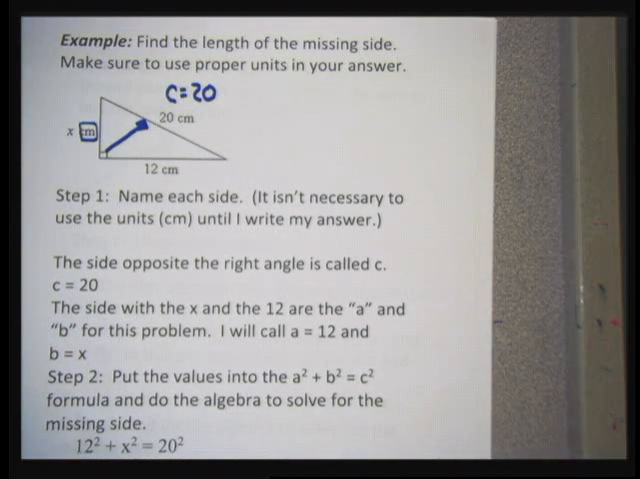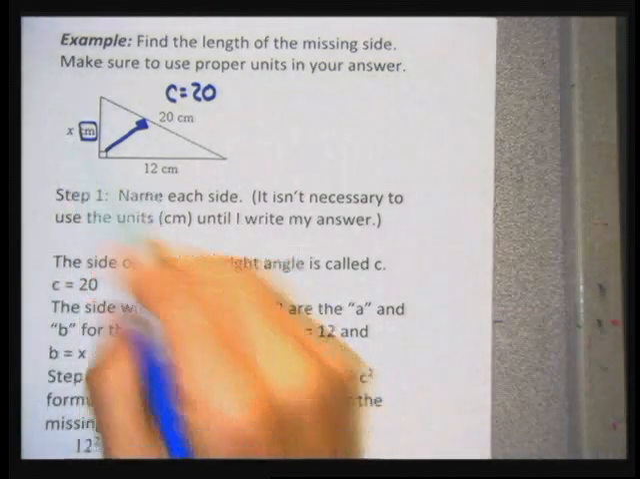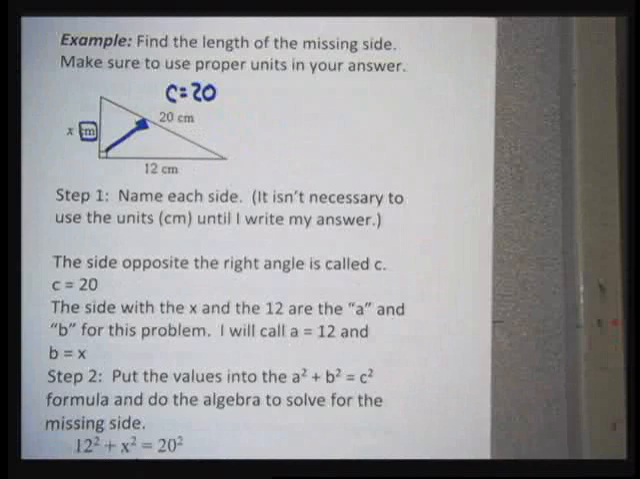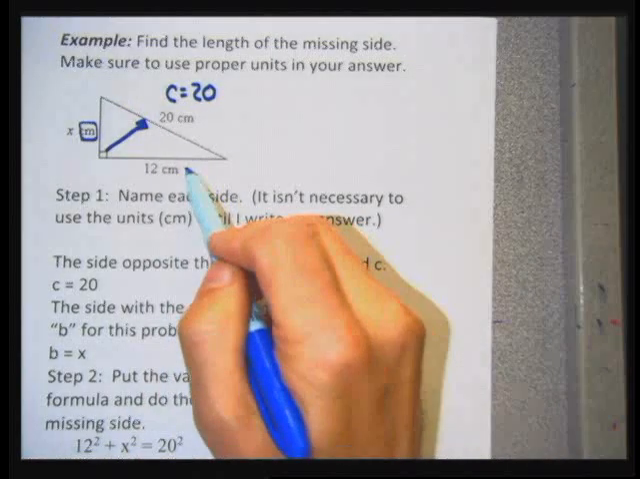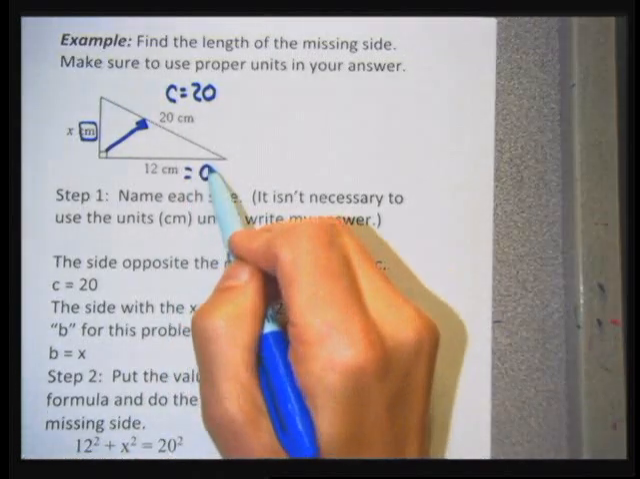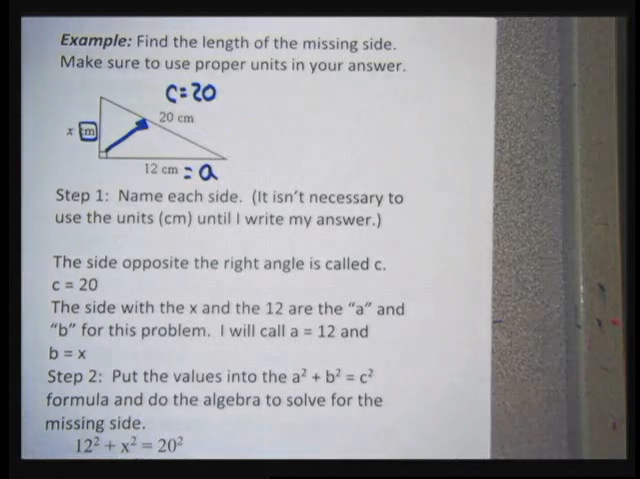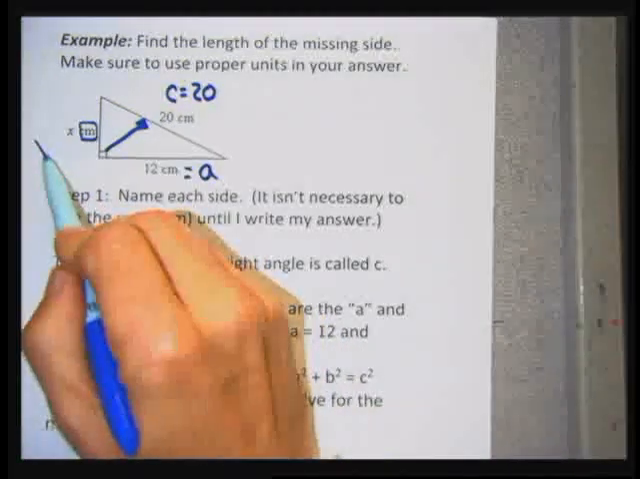And then for the A and the B, it doesn't matter which I call A and which I call B, but one of these two sides needs to be an A and another one called a B. And in my work below, I called this side A. So I'm going to leave it at A, which means this side must be B.